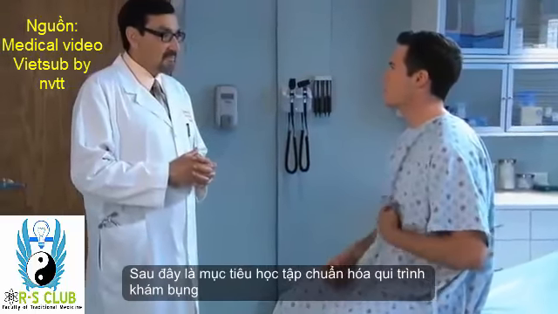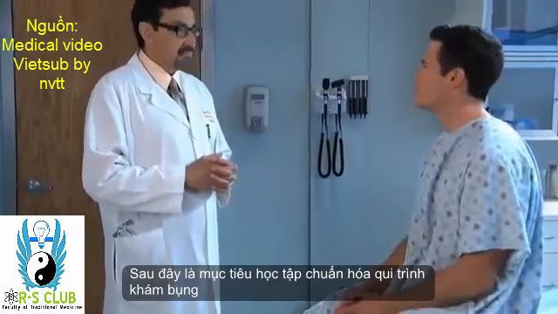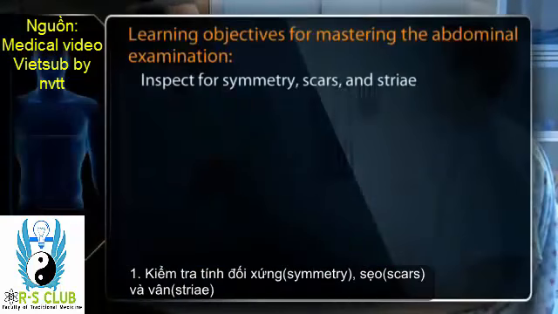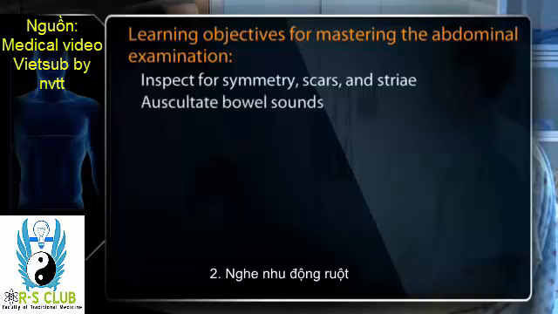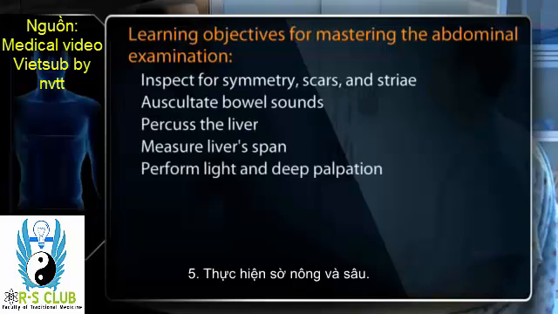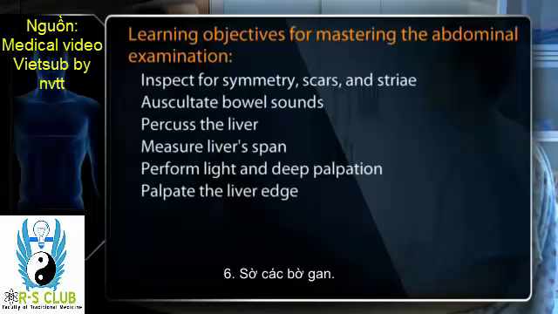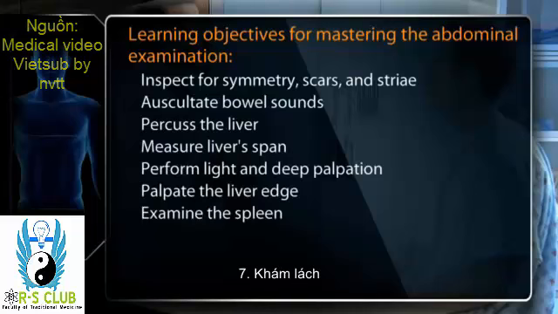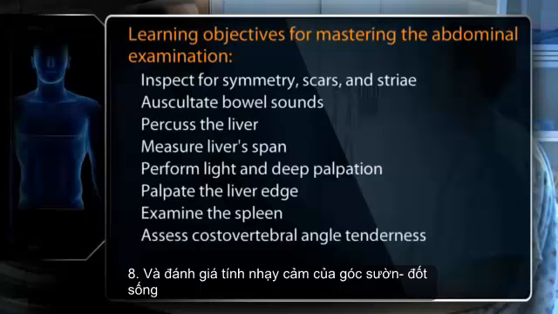Your learning objectives for mastering the abdomen examination are to inspect for symmetry, scars, and striae, to auscultate bowel sounds, percuss the liver, and measure its span. You will perform light and deep palpation of the abdomen and palpate the liver edge. You will examine the spleen and assess costovertebral angle tenderness.